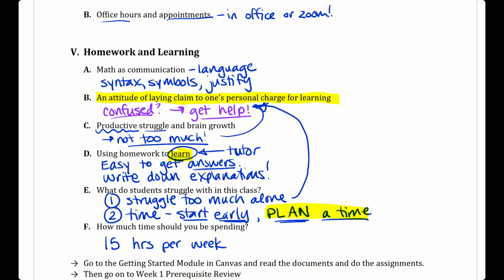But the next things that you should do are here at the bottom. Go back to that Getting Started module in Canvas, read the documents in there, including the syllabus, and do those assignments. And then go on to the week 1 prerequisite review, which is where the math is for the week.